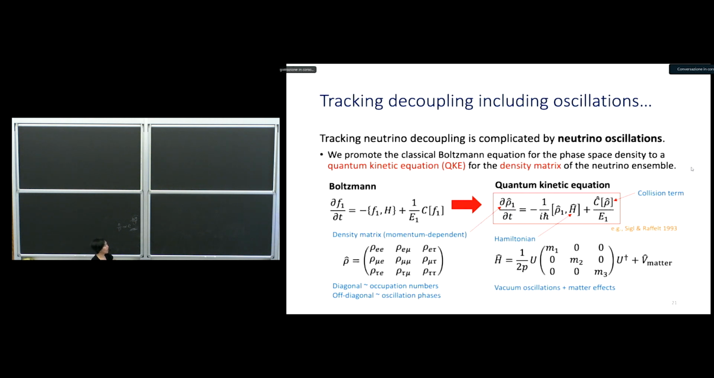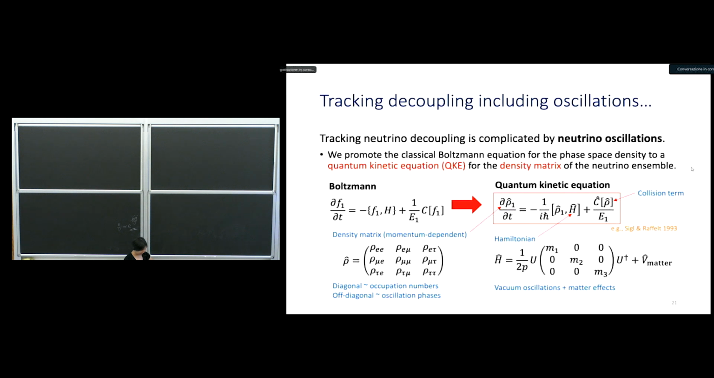It's an operator, so you have to take the commutator of that with the Hamiltonian, which is over here, and you'll probably recognize this. This is a Hamiltonian to describe vacuum oscillations. The first part is a mixing matrix. These are the masses of your 3 mass eigenstates. Mixing matrix again, dagger. And if you have any matter effects that might be present in the early universe, and there definitely are, you have to put that here as well. Any kind of coherent forward scattering would go in here. And again, you have the collision term that appears in the equation of motion. All of this system of equations is called a quantum kinetic equation, if you like to give it a name.